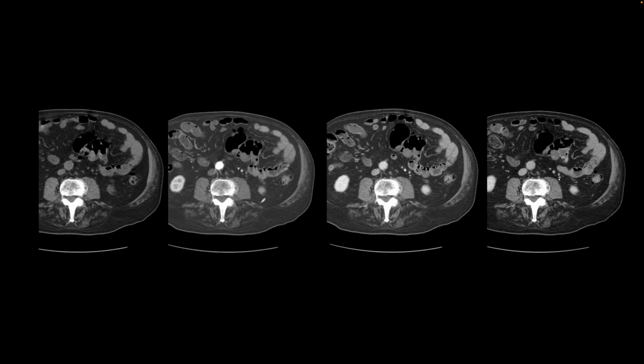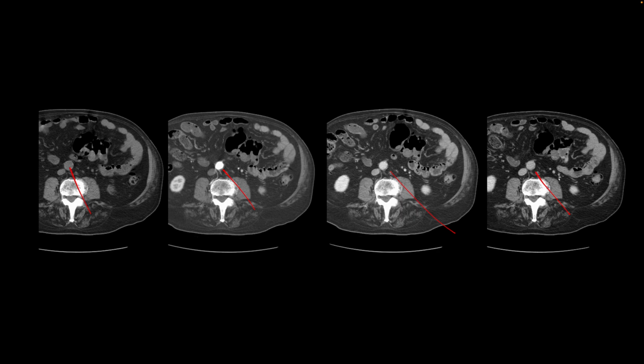This is our next patient. They presented with history of passing blood per rectum, and we performed a multiphasic CT. On the left, we have a non-contrast enhanced image. Then we have the arterial phase, the portal venous phase, and the delayed phase. And here we are looking for any contrast extravasation as the cause of active bleeding.